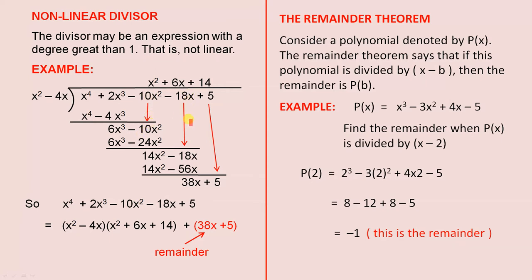You keep bringing your terms down as you have to. That's why I've got the arrow. So after you do the division, you'll have this answer here. There it is there. And that's your remainder here. So the initial polynomial is x squared minus 4x times x squared plus 6x plus 14, which is there, plus 38x plus 5, and that is your remainder.